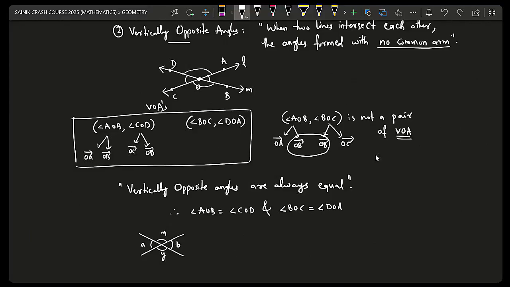Sir, X plus B is equal to A plus Y. X plus B is equal to A plus Y. Okay, very good. Sir, so A plus B is equal to 0. Why A plus B equal to 0? Sir, A minus B, A minus B is 0. Yes. Why is A minus B 0? Sir, because vertically opposite angles are equal, sir.